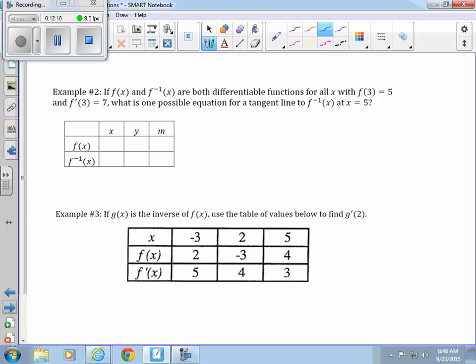So the first thing I'm going to look at is the x and y on f. And so what is the x and y that I'm given on f of x? 3 and 5. Which means what is the x and y that I am relating that to on f inverse? Because the x's and y's are switched, right?